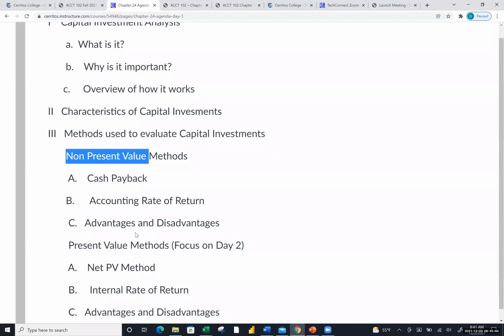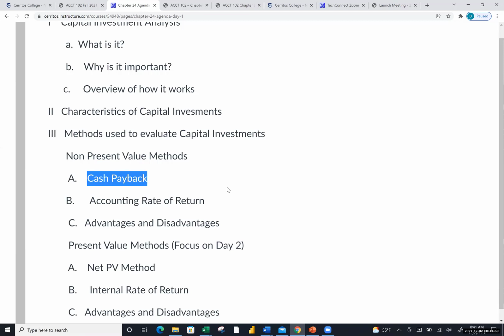There are a total of 4. You'll see them listed for you on the handout I provided. We're going to be looking at 2 closely today, maybe the start of a third. The 2 that we're going to be looking at today are non-present value related methods.